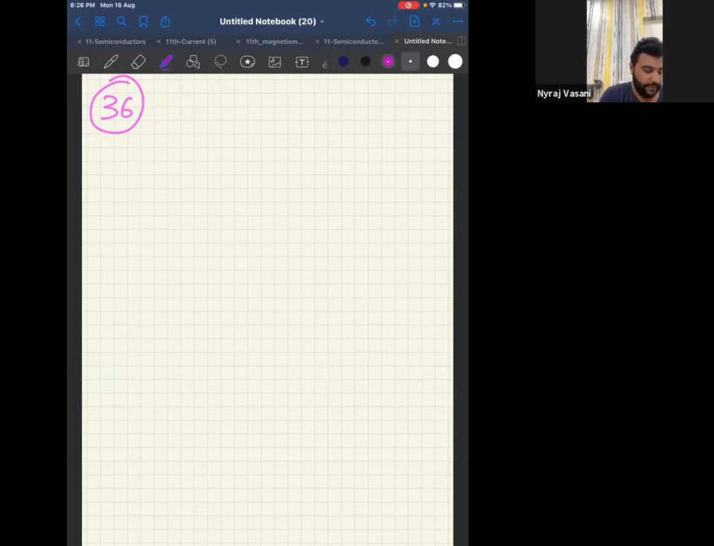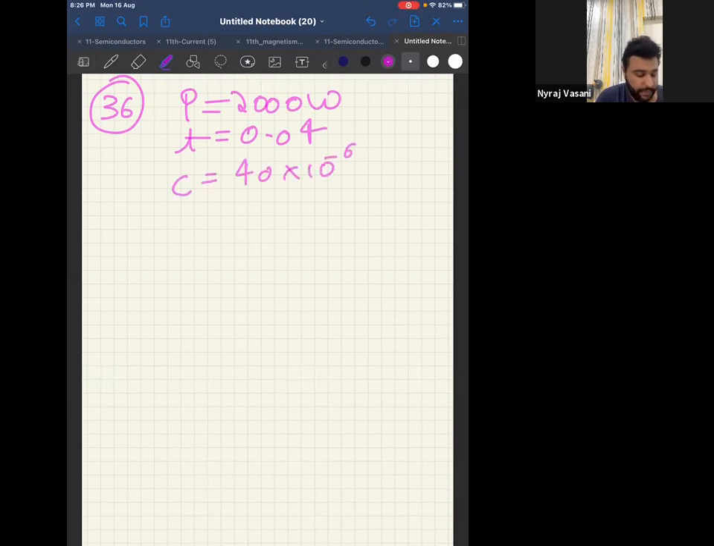Okay, 36th one. A photographic flash unit consists of a xenon filled tube. It gives an average power. Therefore, power is given as 2000 watt and time is given as 0.04 second. And the capacitor is given as 40 microfarad. That means 40 into 10 power minus 6 farad. Now, what is the voltage?